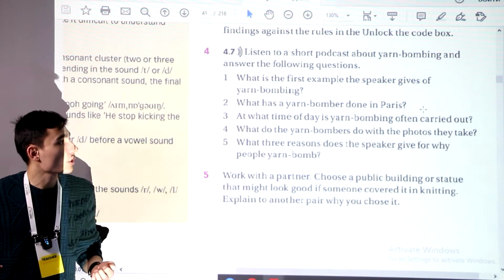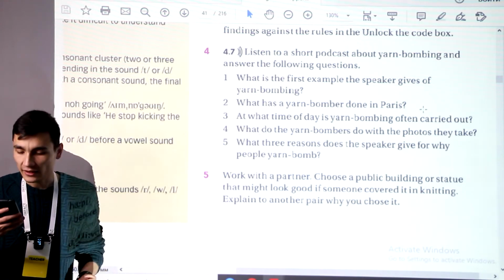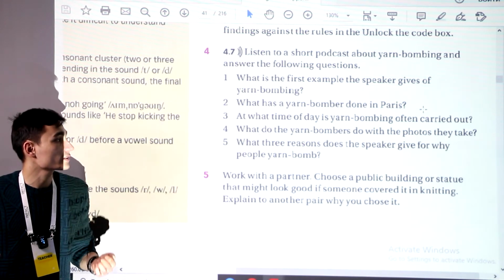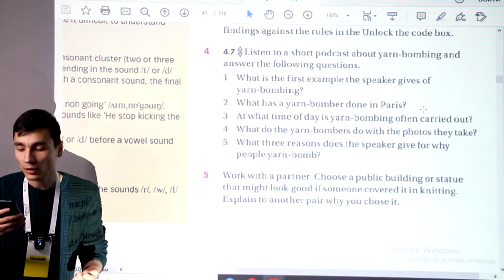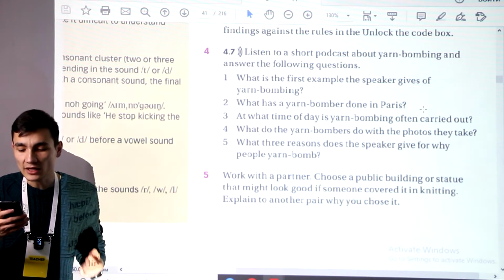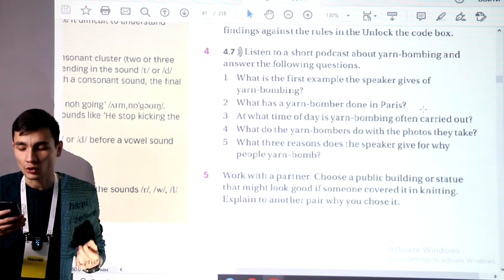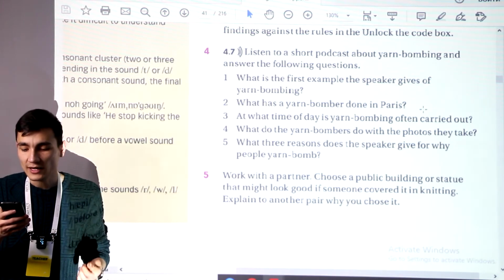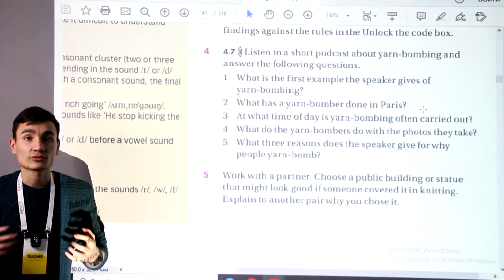4. What do the yarn bombers do with the photos they take? They post them online. 5. What three reasons does the speaker give for why people yarn bomb? Well, it's making an ugly public space or object more beautiful, putting something personal and handmade into an urban space, and making people smile.